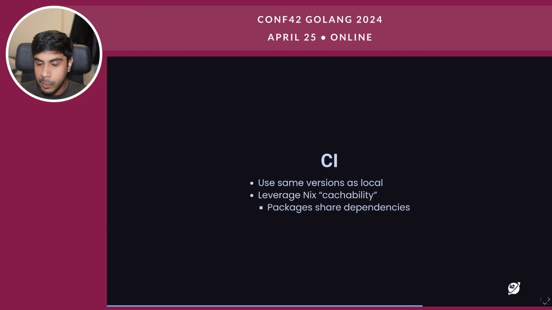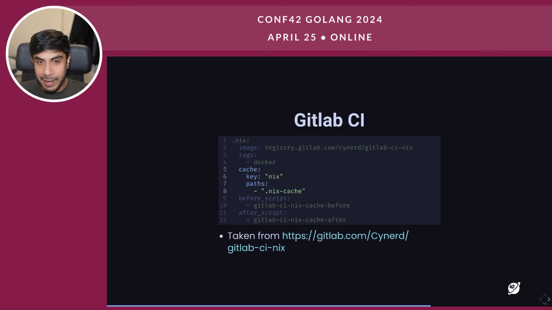One of the final topics we're going to touch on is CI. We've spoken about how we want consistent environments between what's running locally and what's running in CI. How can we do that? And definitely we want to leverage Nix's cacheability and sharing of dependencies. GitHub Actions has some great stuff, especially from, I think, Determinate Systems, for leveraging caches and various things to speed up your pipeline.